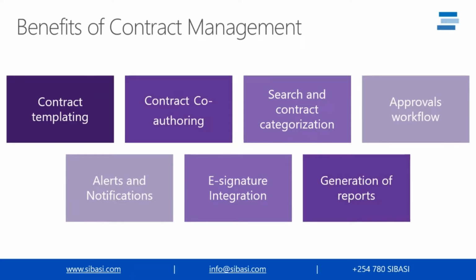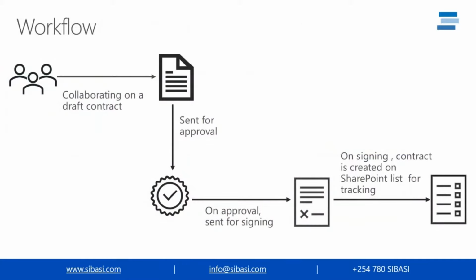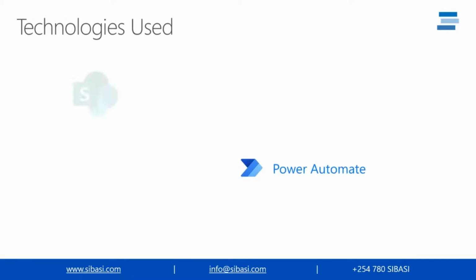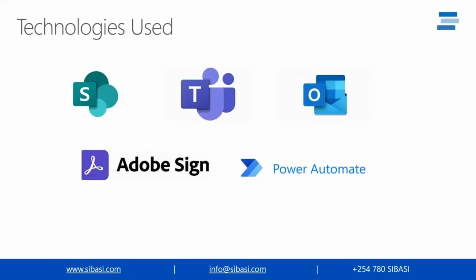So the workflow of this contract management solution is: first, team members collaborate on a contract, then they send it for approval. After it's approved, it's sent for signing to both parties. Then on signing, the contract is created on a SharePoint list for tracking. The technologies used to come up with this solution: the first is SharePoint, which is our main site. And then we have Teams and Mail for communication, Adobe Sign for signing, and Power Automate to come up with the flows.